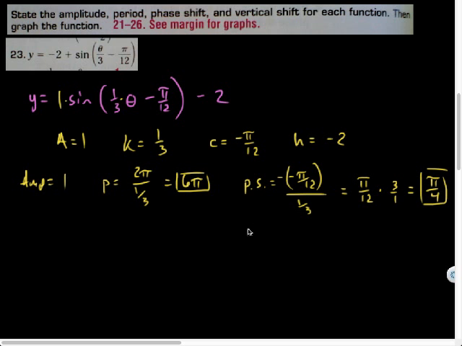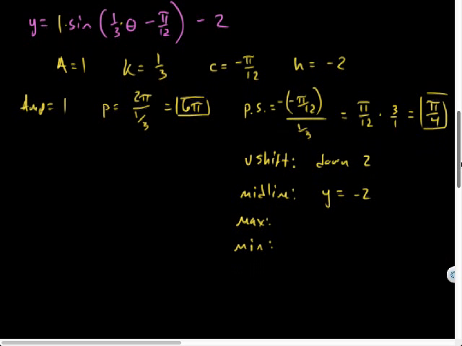And then vertical shift is going to equal down 2. All right, and let's throw in some more information here. What's the midline? Y equals negative 2, right? Because it's shifted down 2. And we can also throw in the max and min here, which technically it didn't ask for.